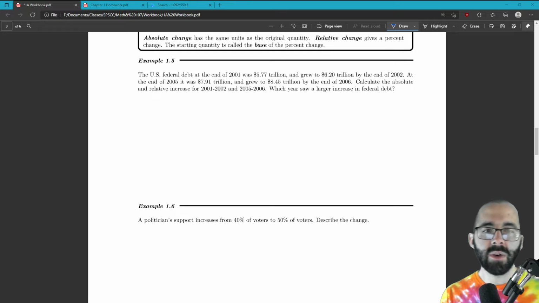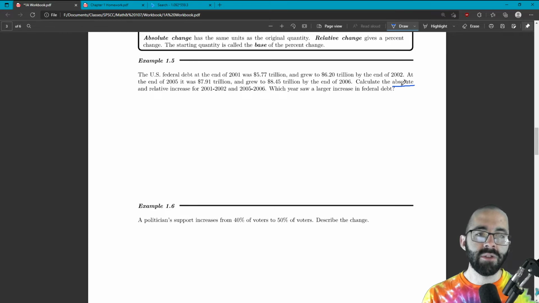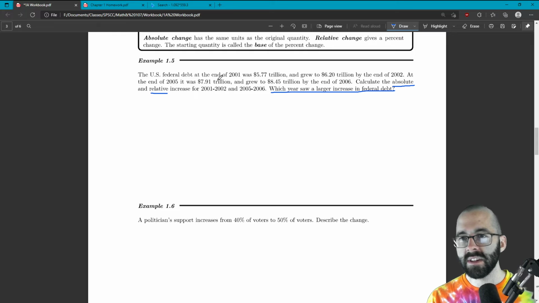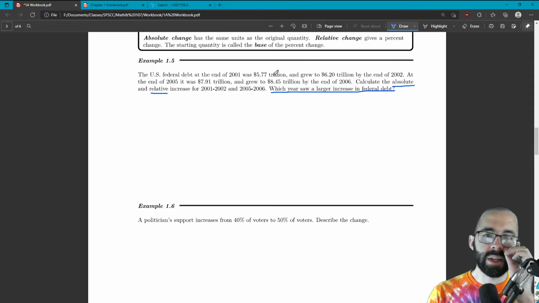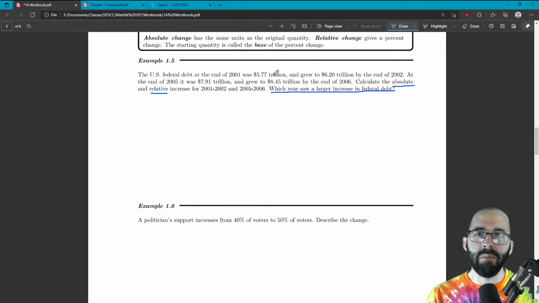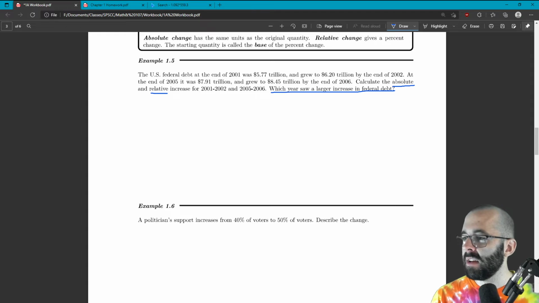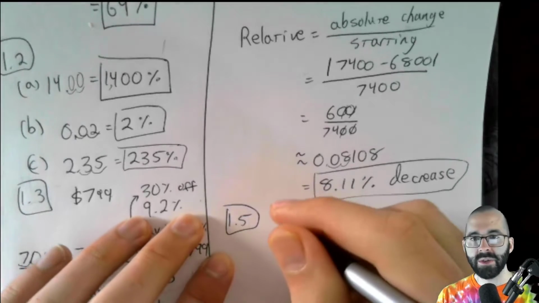And so there's a lot of questions, right? We need to find the absolute for each. We need to find the relative for each. And we need to answer the last question as well. So lots to do here. So let's get on top of it. So this is a big number, 5.77 trillion. Let's just have all of our numbers be in trillions, and then remember that they're in trillions, so we don't say that, oh yeah, the debt increased by 50 cents. That would be silly. Okay, so let's find each one of these.